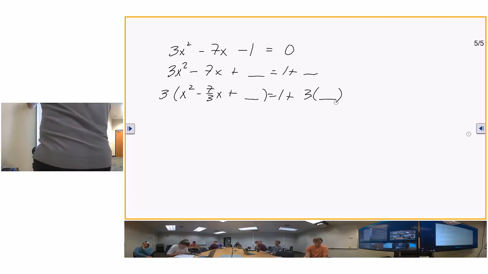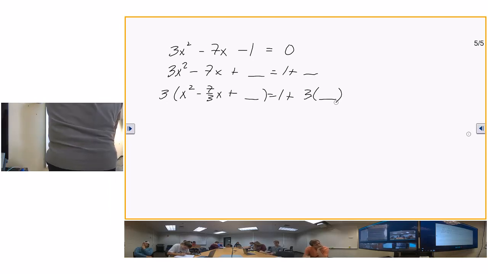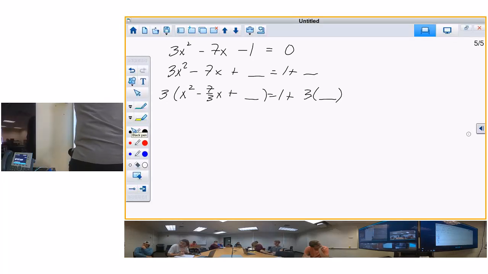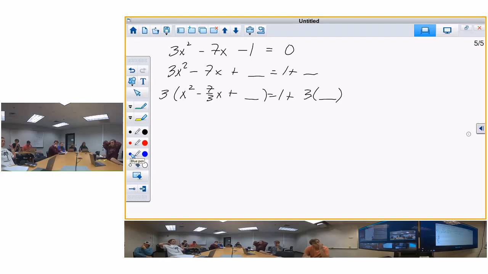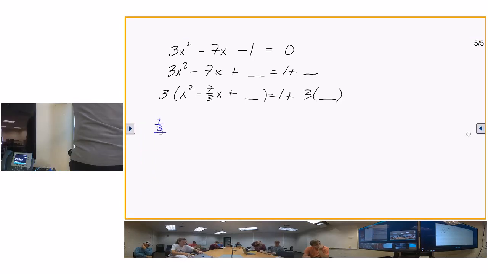Now, I'm going to do something here, and I'm going to do it step by step. I do that because some of y'all, males, will try to skip three or four steps. I know where it's at. I know what I'm doing. And you're going to screw it up. So I'm going to put the baby steps in here for you. I'm going to take 7/3, divide by 2, and square it.